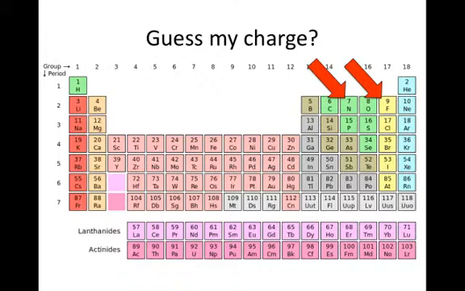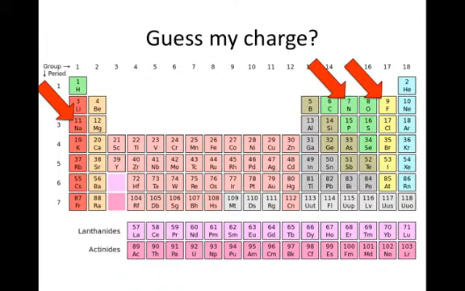Nitrogen. Nitrogen, you can either gain 3 electrons, 1, 2, 3, or you can lose 1, 2, 3, 4, 5 electrons. What do you think's easier? Gaining 3 electrons or losing 5 electrons? Of course, gaining 3 electrons. And so you would have nitrogen 3 minus. Its most common ion is nitrogen 3 minus.